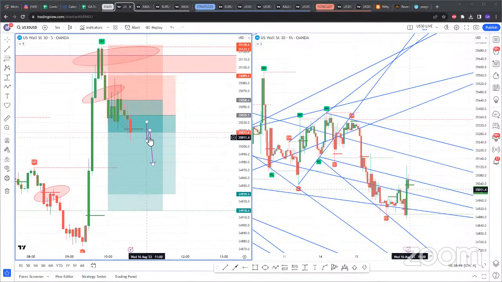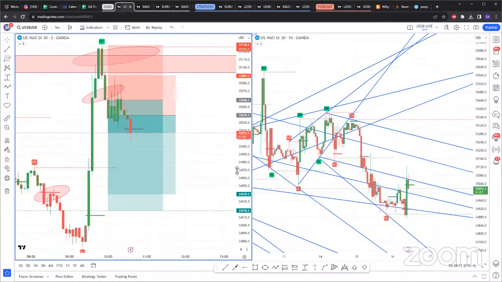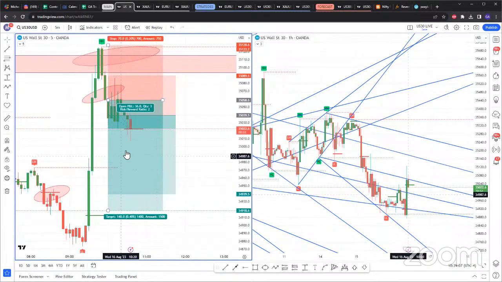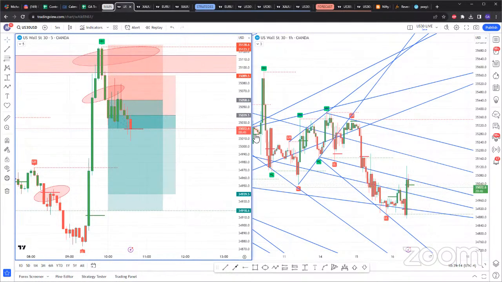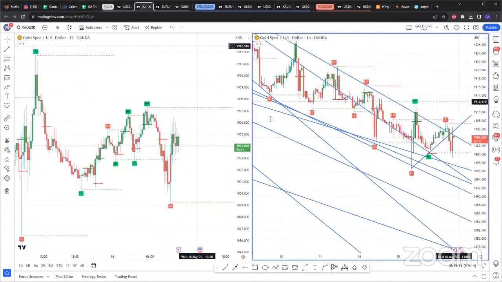All right, perfect. So for me, how many pips am I in profit? I entered at 35,048. I'm fluctuating between 20 and 30 pips. Let me know if you guys have any other questions.